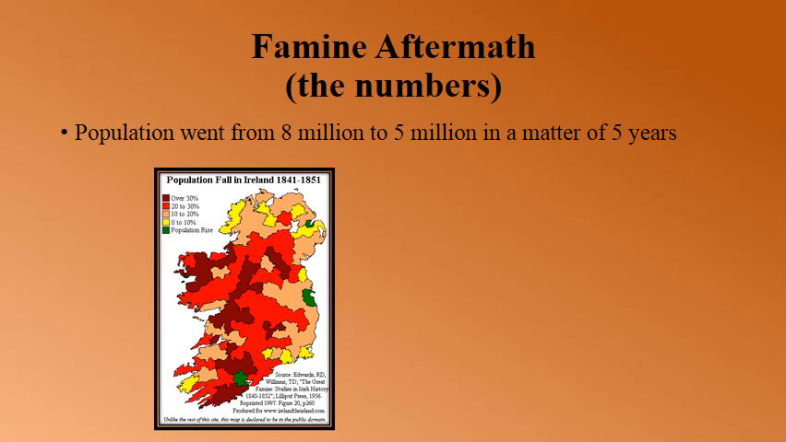And just to show the famine aftermath by the numbers, the population went from 8 million to 5 million in a matter of 3 years, which is an outrageous number. And I have a little map here that shows the population, and you can see in Central Ireland they had over a 30% fall between 1841 and 1851, and it was just crazy to think that so many people could leave their country based on what was happening there.